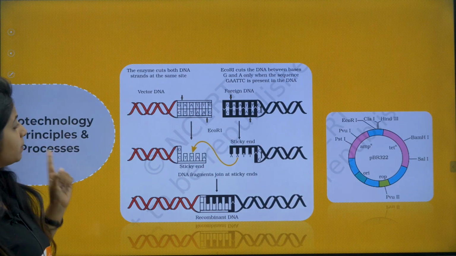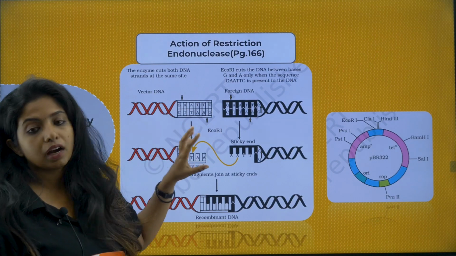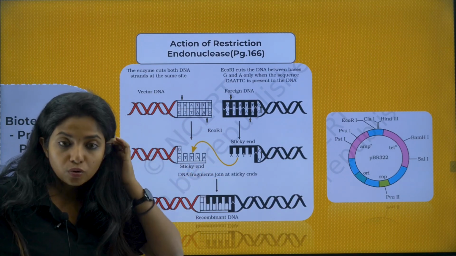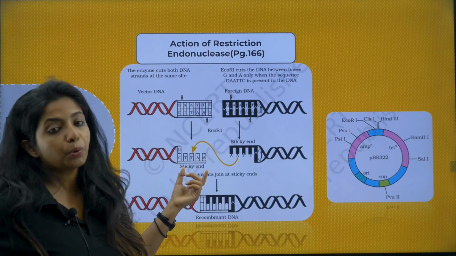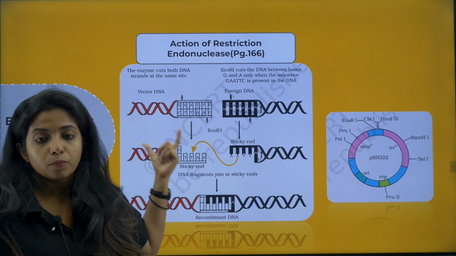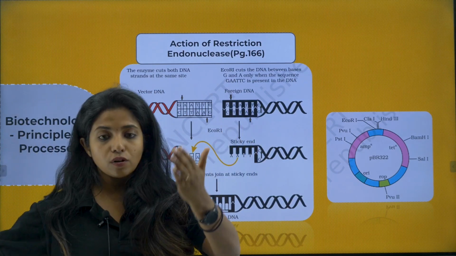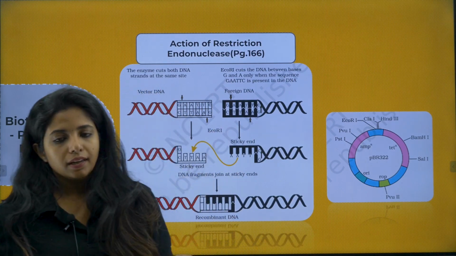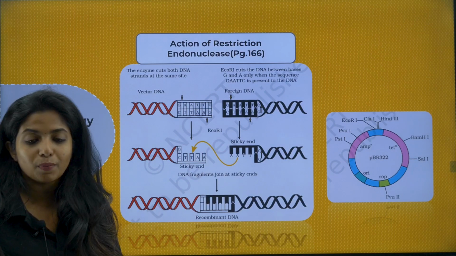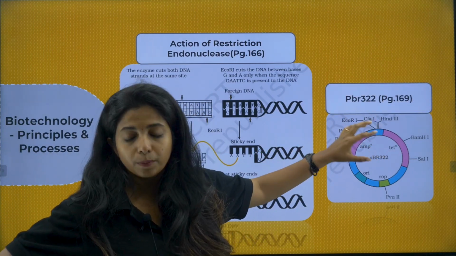Now you have biotechnology principles and processes, my dear children. This picture can be given, and you would be asked about sticky ends: how are they produced, what is their use, and things like that. Sticky ends are very important in recombinant DNA technology because you use the same restriction enzyme to cut both the vector DNA, that is the plasmid DNA, and also the foreign DNA that you want to insert. So the sticky ends will obviously find their complementary base pair and just bind with it. Apart from that, you have pBR322, that is a plasmid.